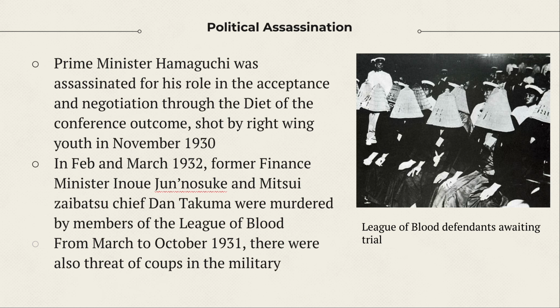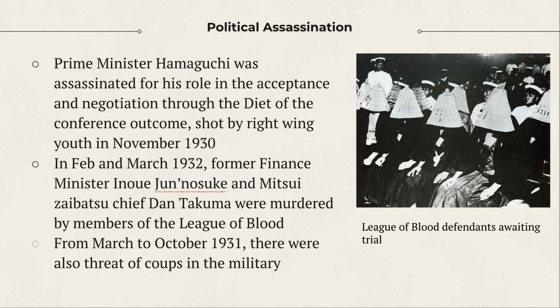In February and March 1932, a former Prime Minister and the Mitsui Zaibatsu head were murdered by members of the League of Blood. And from March to October, there were also threats of coups in the military. So you can see this secret society called the League of Blood carrying out these assassination attempts. So we're going to see increasing conflict.